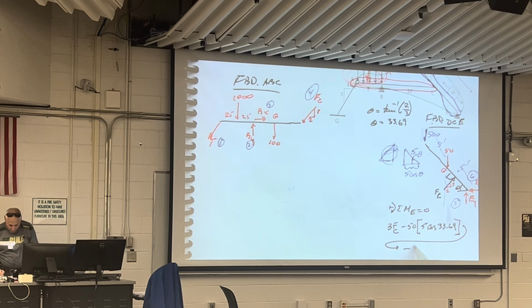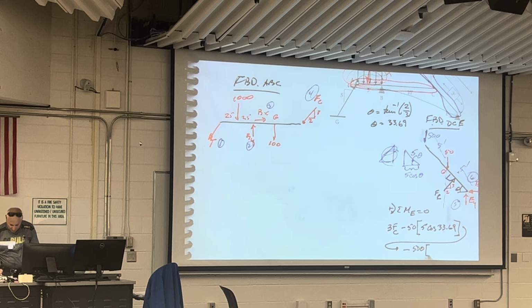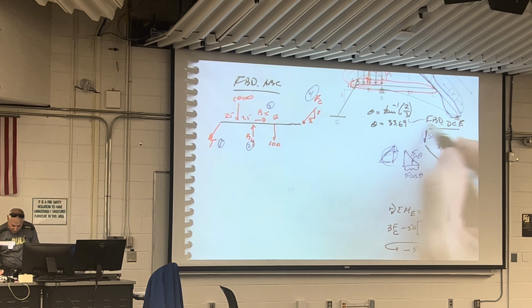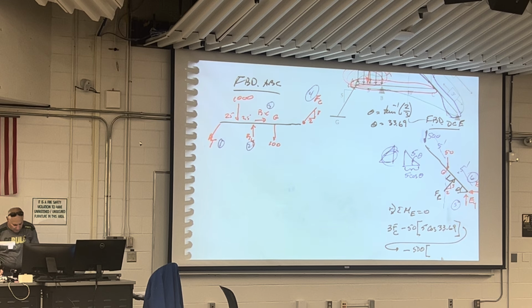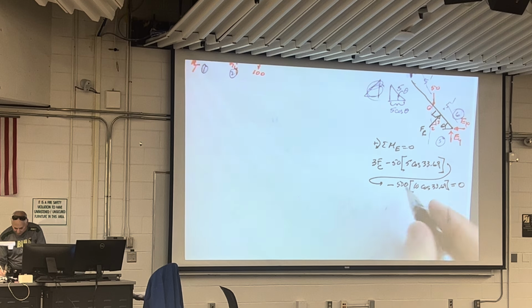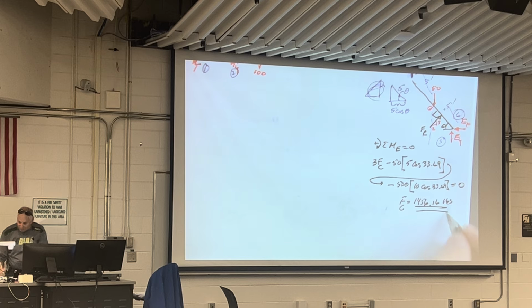Minus 500 times, again, I'm looking at what is this horizontal distance to E. That's going to be 10 cosine 33.69. All that must equal 0. If you do the math, FC comes out to 1456.16 pounds, of course.